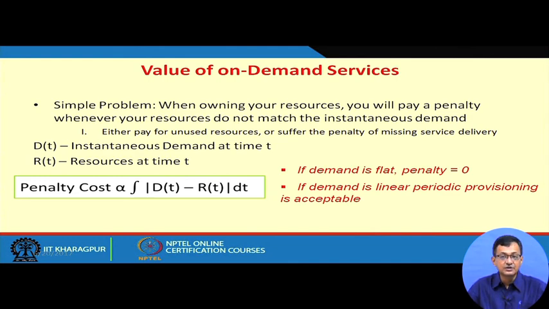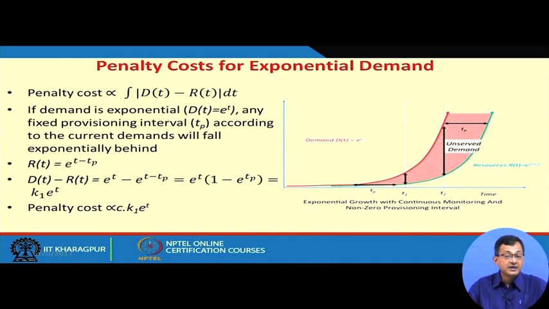The penalty is proportional to the instantaneous demand minus the instantaneous resources, integrated over time t. If demand is flat, the penalty is 0. If demand is linear, periodic provisioning is acceptable. If the demand is non-linear, then periodic provisioning in the cloud becomes a big question.